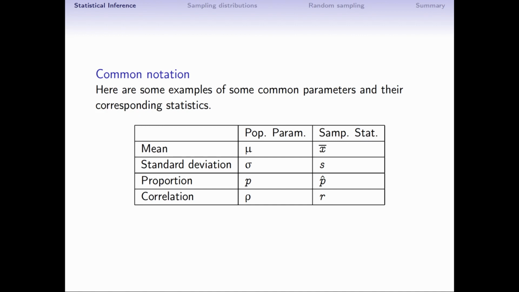For the same quantity, we will use different notation depending upon whether that quantity is being measured within the population or within a sample. So the same quantity will have one representation as a parameter and another representation as a statistic. For example, we'll use mu and x bar to denote a mean, one within the population and one within the sample. Likewise, the standard deviation will be denoted by sigma or s, the proportion by p or p hat, the correlation by rho and r.